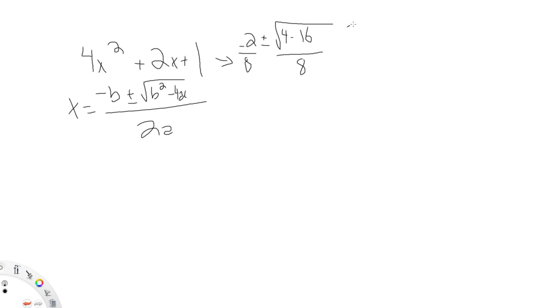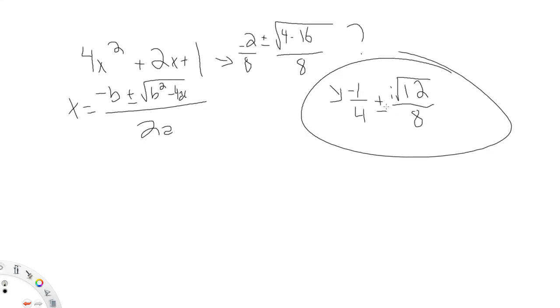I'd be like, what? This is a complex number. So what we can now do is we can simplify this along the way. Plus minus i times the square root of 12, because 4 minus 16 is negative 12. i times square root of 12 over 8.